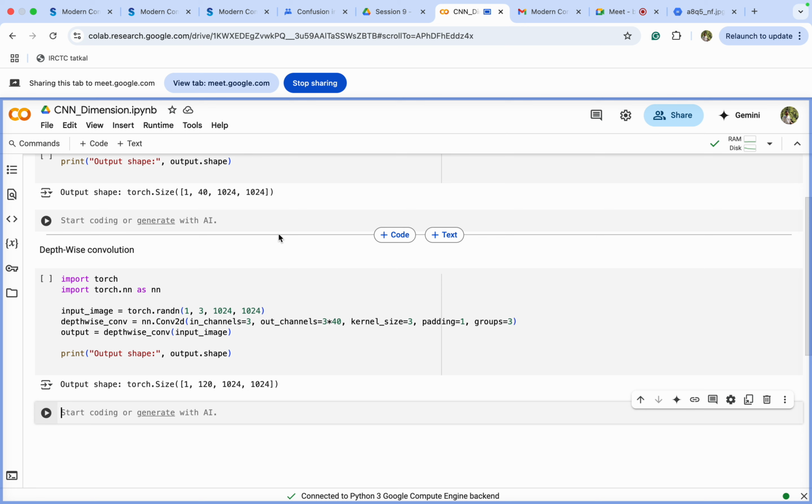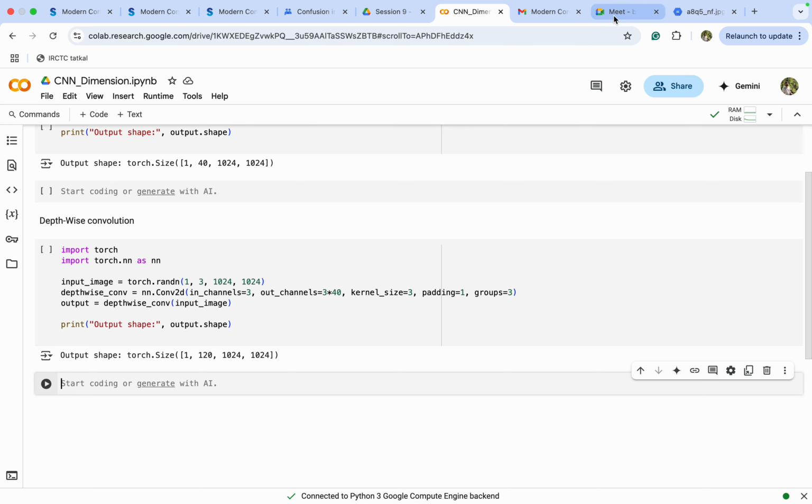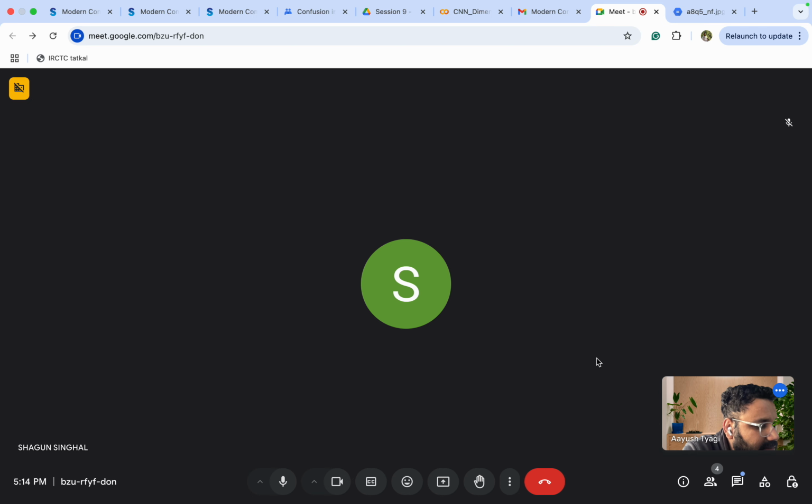Whereas in depthwise convolution, like we were discussing initially, the input channel is 3, the output channel is now 3 into 40, so 120 channels, and the kernel size is 3, but we are doing it in a group of 3. So it doesn't take into account the whole depth. For each channel you will have an output, so your output becomes 120 cross your input dimension. Just wanted to show you this because if you have any doubt, you can go back to your coding and just implement it and see it yourself.